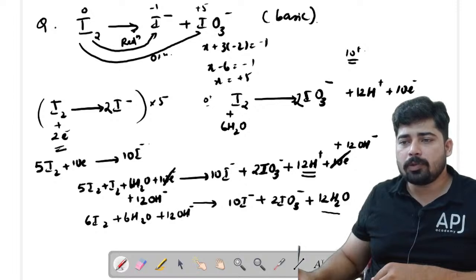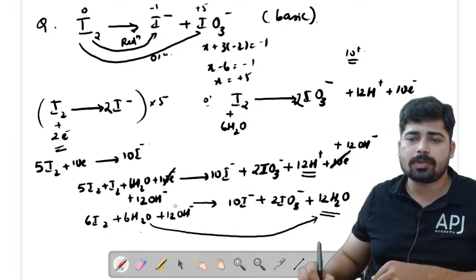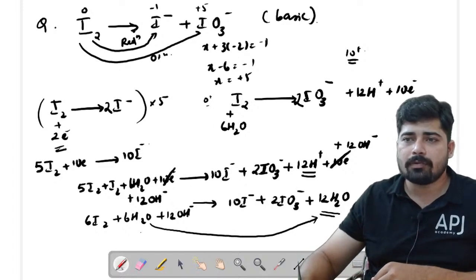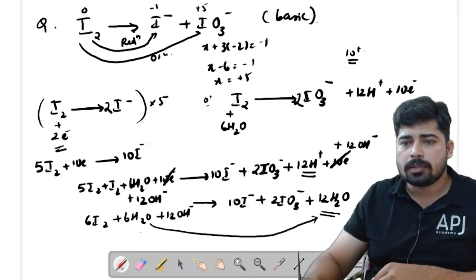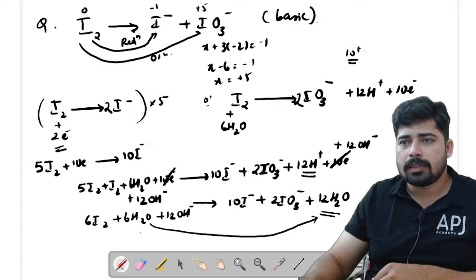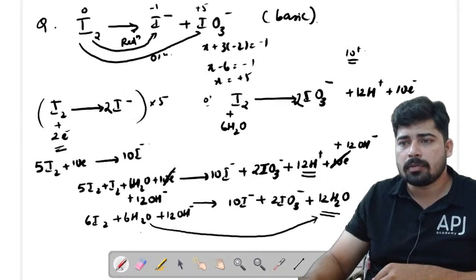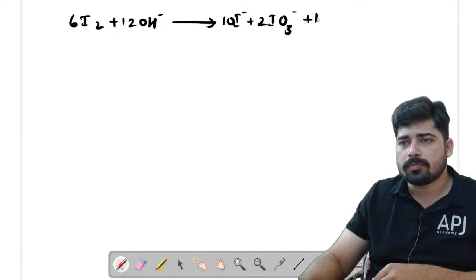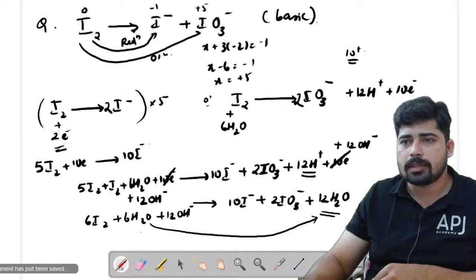Now here you can see 12 H2O and 6 H2O. You can take the 6 H2O to the RHS so that there it becomes 6 H2O. So the final answer will be 6 I2 plus 12 OH minus, giving 10 I minus plus 2 IO3 minus plus 6 H2O. It's not 12 H2O, it will be 6 H2O.